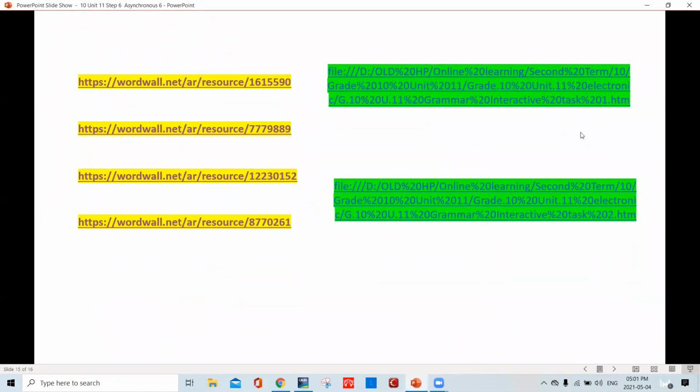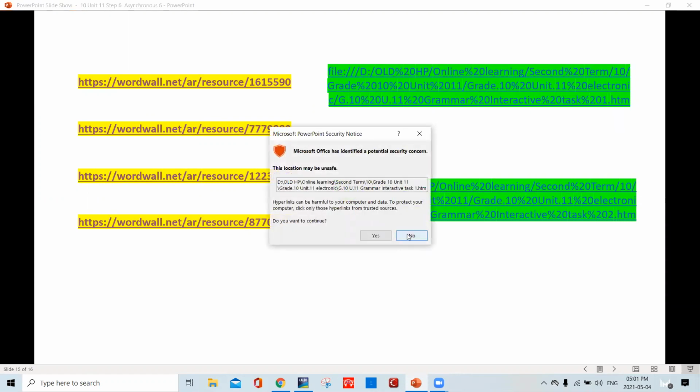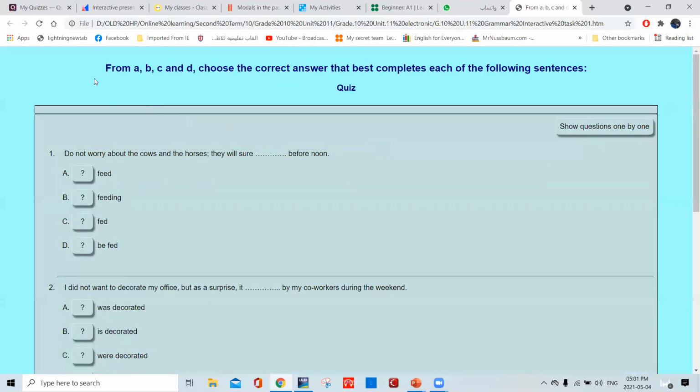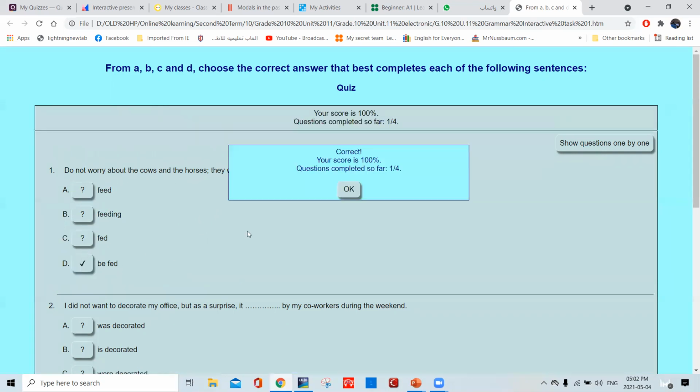Okay, let's start with grammar. Choose the correct answer. From A, B, C, and D, choose the correct answer that best completes each of the following sentences. Do not worry about the cows and the horses. They will sure before noon. They will sure feed, feeding, fed, be fed. This is passive, but in the future, will plus be plus past participle. So the right answer, be fed. Yes, correct.